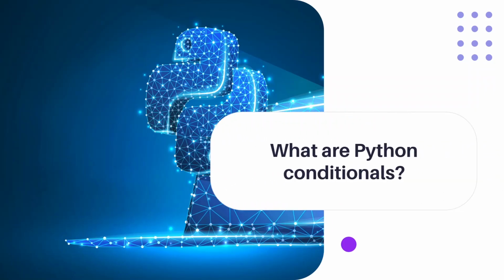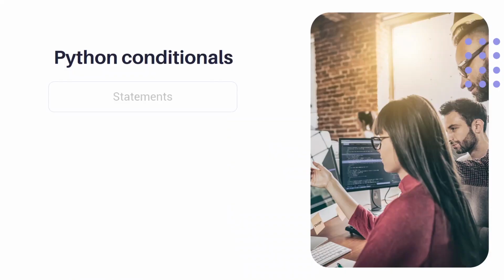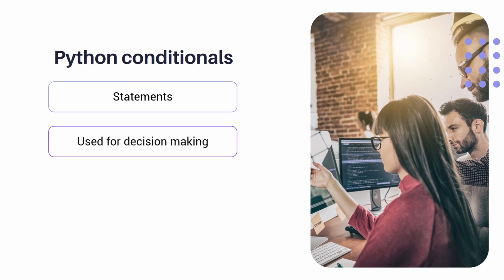Let's start by providing a bit of insight to the question: what exactly are Python conditionals? Well, in essence, we can think of Python conditionals as statements or expressions. Another way to think of conditionals is that they are used for decision making in programming. The umbrella term for this tends to be control structures, and we can extrapolate this to real life.